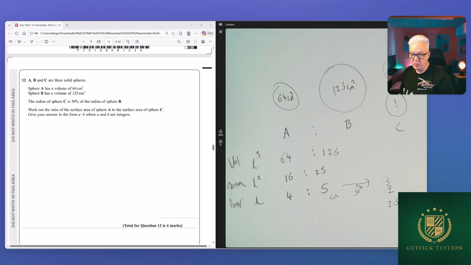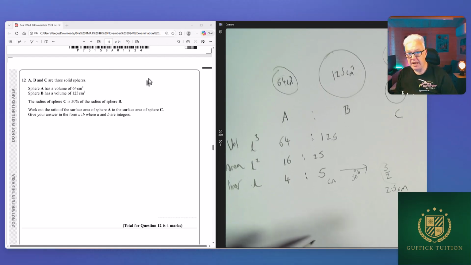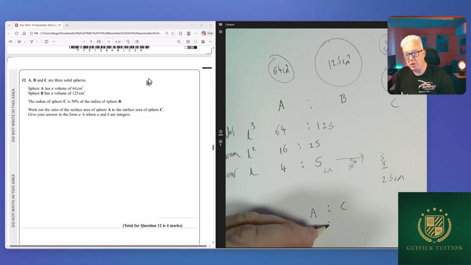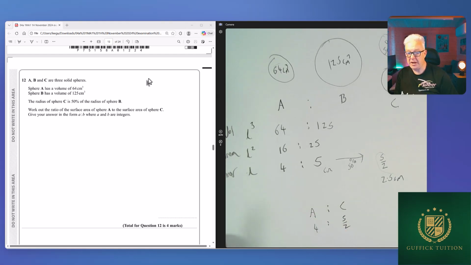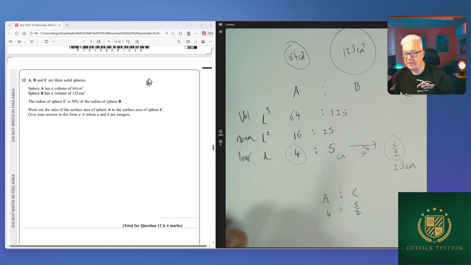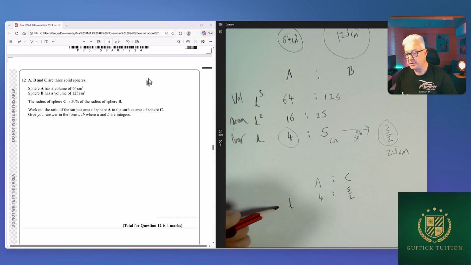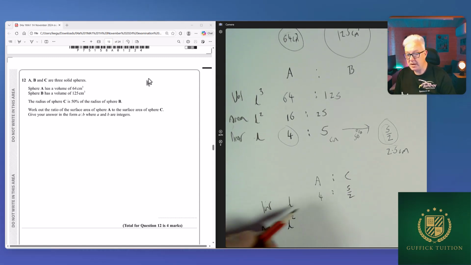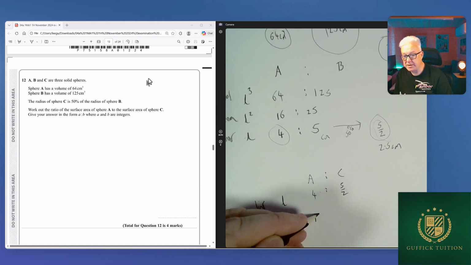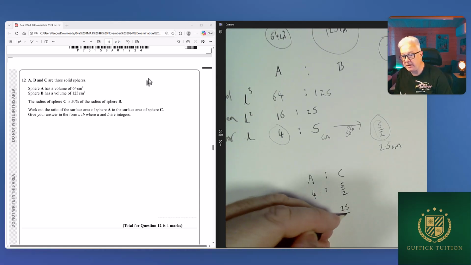So let's have a little think about what we're going to do for that. The length scale factors from A to C are 4 to 5 over 2. So those are our linear scale factors for A to C, 4 to 5 over 2. The area scale factors, we're going to have to square these. So what's that going to be? That is going to be, therefore, 16 to 25 over 4.